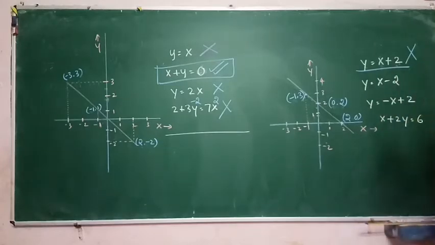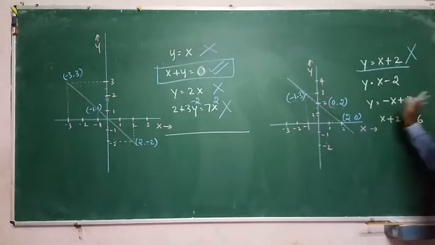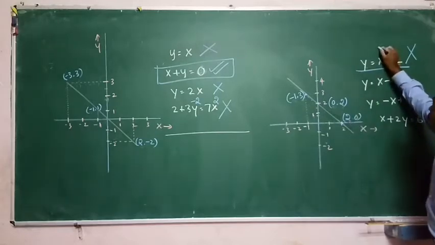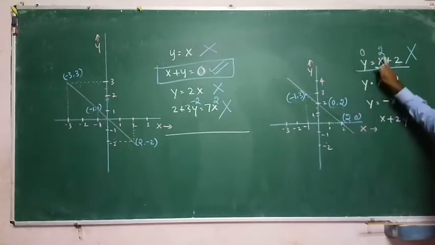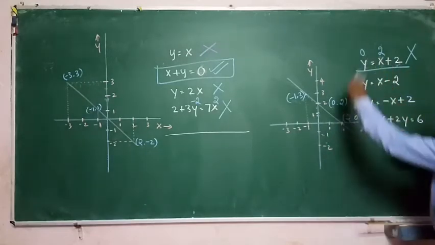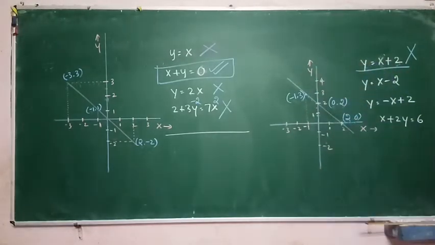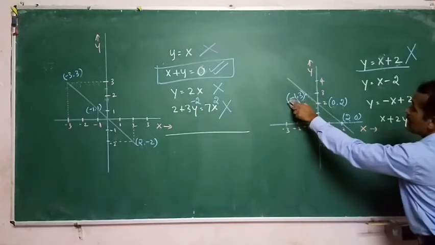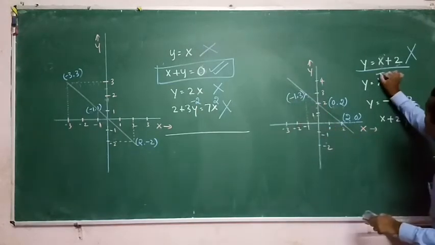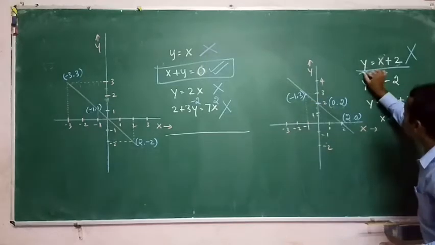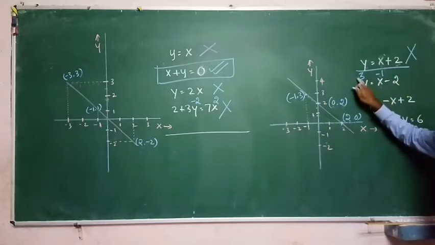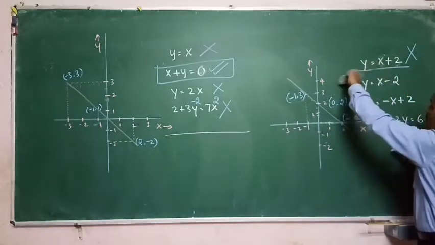It should satisfy all the coordinates. If I check here also, x value is 2, y value is 0. 2 plus 2 is not 0. That means the first equation is wrong. Coming to the second equation: x minus 2 is equal to y. I will substitute. This is x value, this is y value. X value minus 1, y value 3. Minus 1 minus 2 gives you minus 3, whereas this is 3. That means this is also wrong.